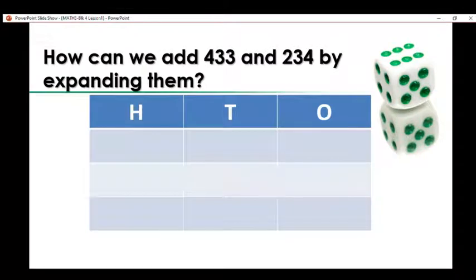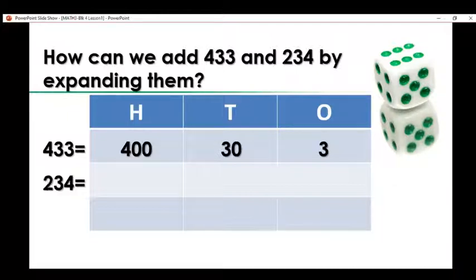So how can we add 433 and 234 by expanding them? We all know that 433 has the expanded form of 400 plus 30 plus 3. How about 234? That would be 200 plus 30 plus 4. So what did we do? We expand them and put them in their right place value.